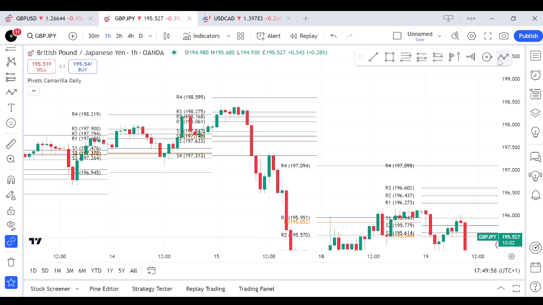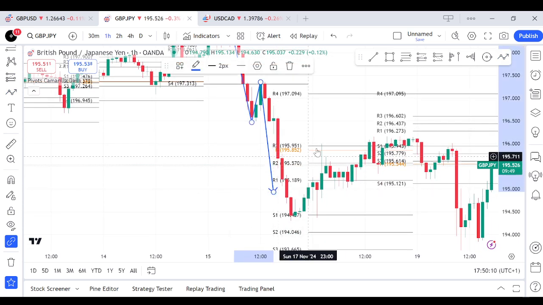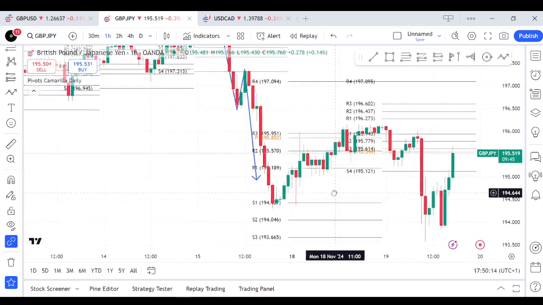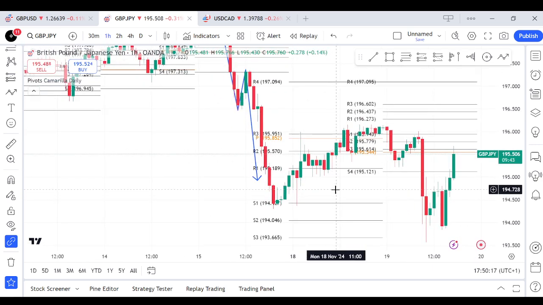This is another one. Price broke below the S4, as you can see on this day. This was the 15th, this was Friday. I had the retest and the push to the downside. So that is one way you can use the breakout trade strategy with the Camarilla Pivot Points.